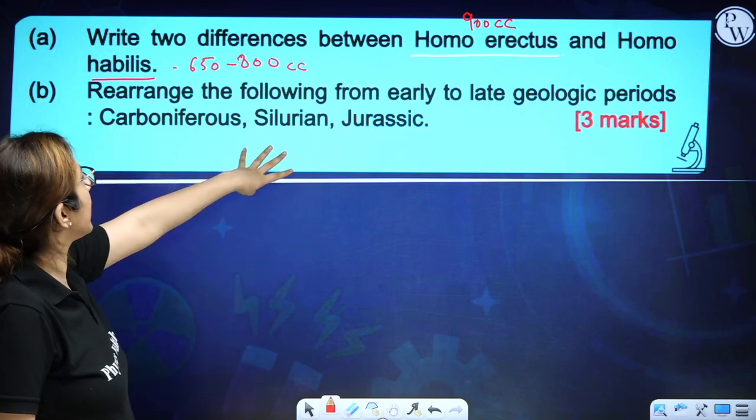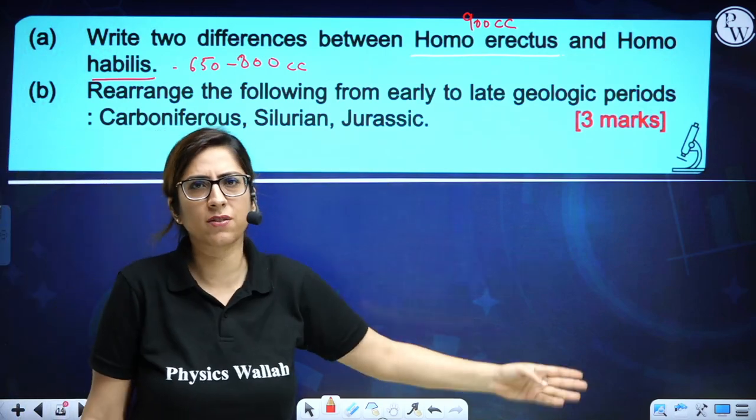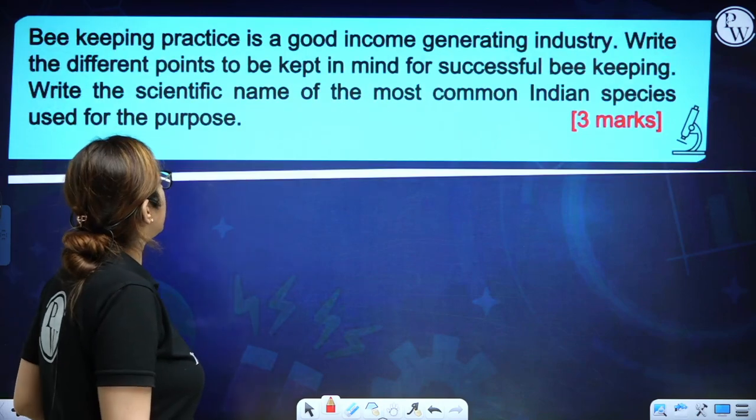Now this is an arrange question, hope you can rearrange it. We have Silurian, which will come first, then we have Carboniferous, and then Jurassic. Yeah, now very easy, I guess.